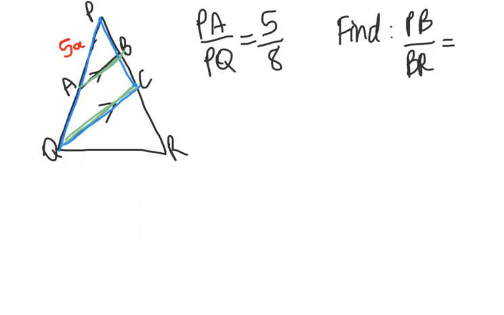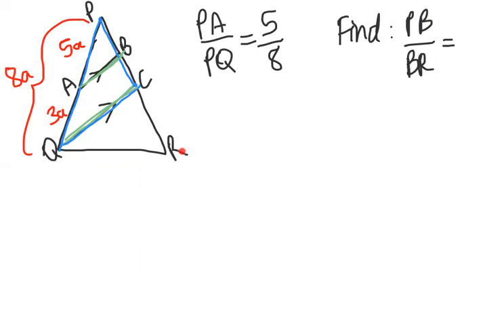So PA is 5 and PQ is 8. So PQ is the whole one over here. So that's 8A. So if PQ, which is the whole line, is 8A, then AQ, we can assume is 8A minus 5A, which is 3A. So both 3A plus 5A give us the 8A. Right, so we have that part. Now they ask, what is PB over BR? So here's PB and here's BR. So this bottom part is not even part of it.